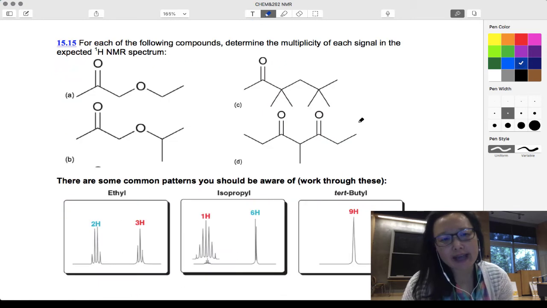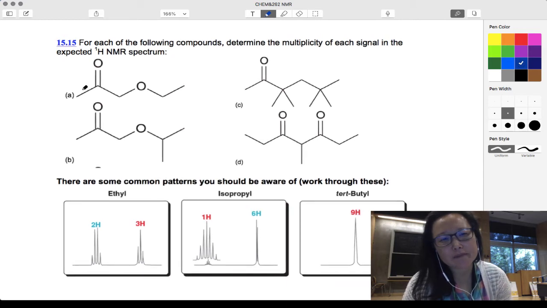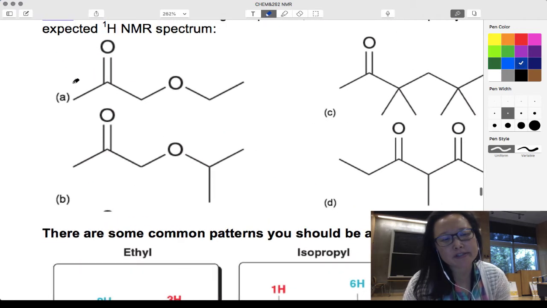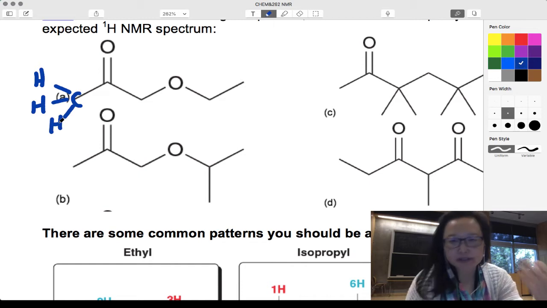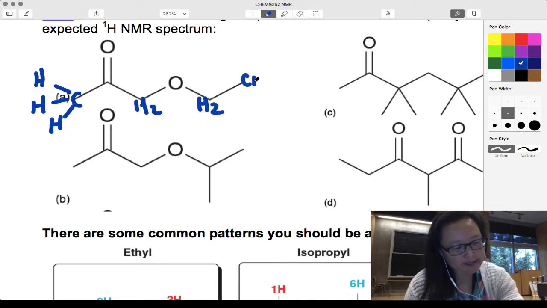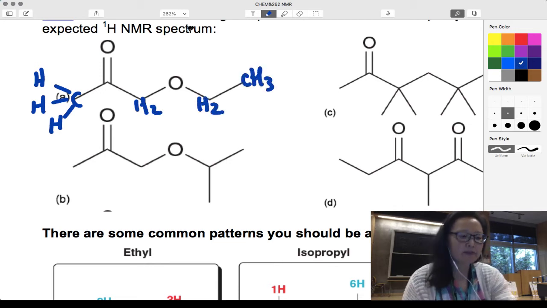So now let's look at these patterns here, and let's see if we can figure out the multiplicity based on these structures. Let's do one together. So we have A. We have CH3 here. Again, if you feel more comfortable drawing out the H's so you can see them and know about them, I really recommend that. I don't always do that now, but I should because I think it's really helpful. At least draw them out.